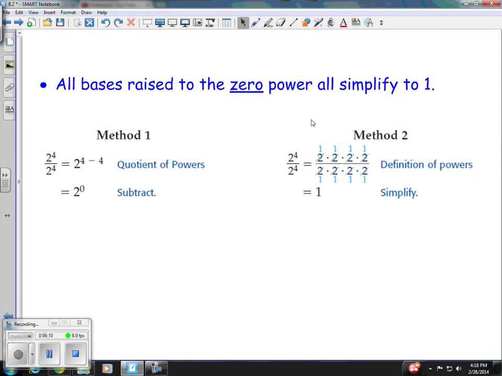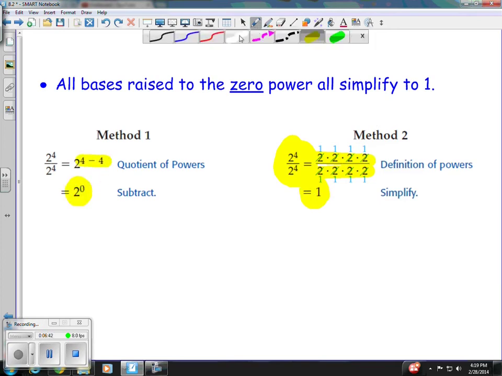Alright, and you don't have to rewrite this rule. You already have it. It says all bases raised to the zero power simplify to 1. This just kind of proves why it does. Okay, so if you look over here at the right side with me, if you have 2 to the 4th power over 2 to the 4th power, you have 4 2's on top, 4 2's on the bottom, and they all cancel each other out, and 2 divided by 2 gives you 1. So over here, 4 minus 4 gives you 2 to the 0 power, that would simplify down to just 1.